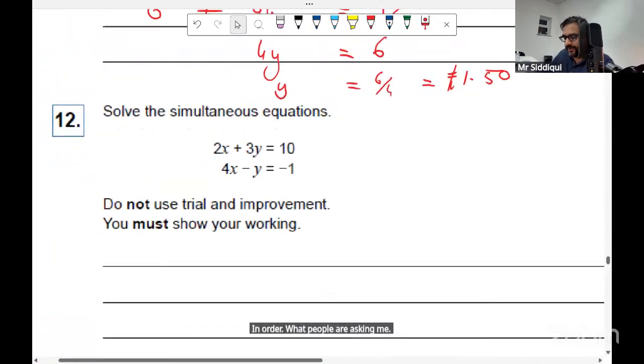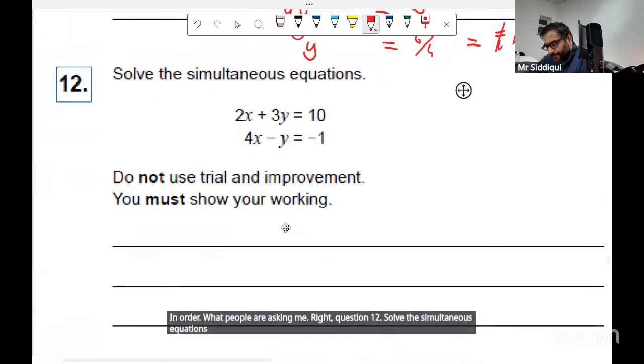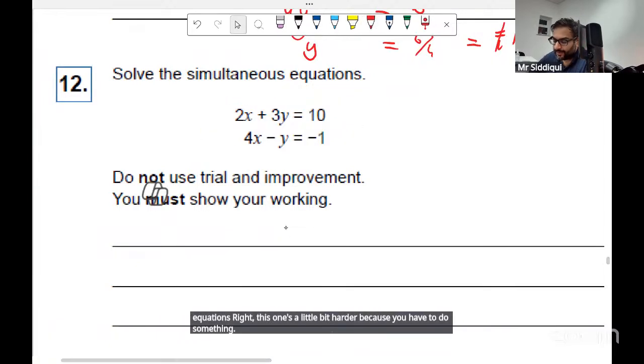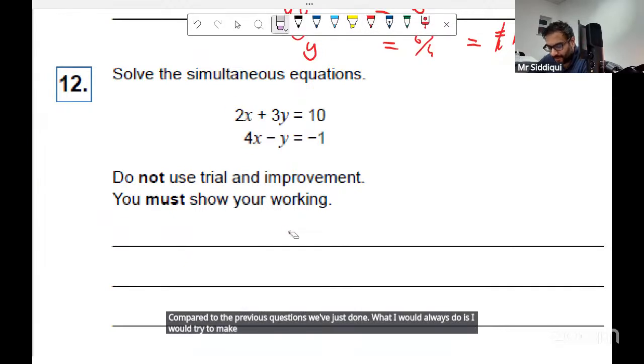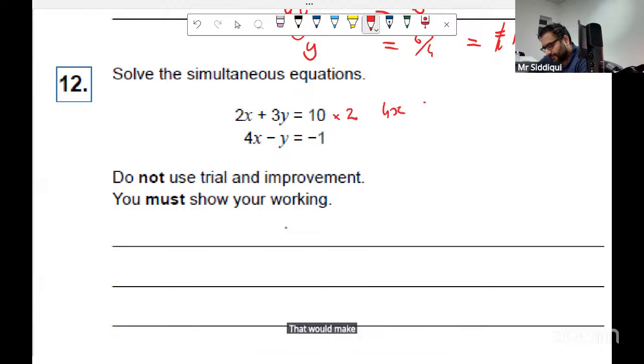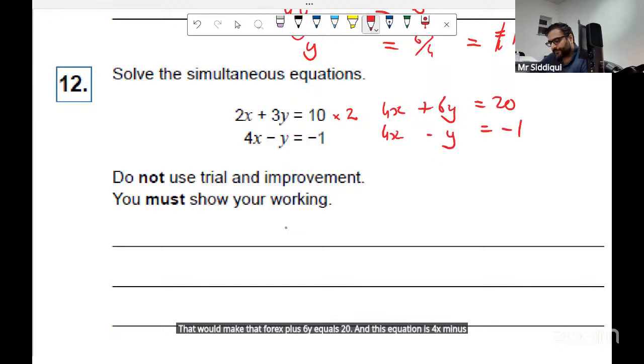Right, question 12. Solve the simultaneous equations. Right, this one's a little bit harder because you have to do something compared to the previous questions we've just done. What I would always do is I would try to make my x's the same, and I would do that in this case by multiplying this equation by 2. That would make that 4x plus 6y equals 20. And this equation is 4x minus y equals minus 1. So I didn't change the second equation because it was already a 4. So happy with that. I will now subtract.